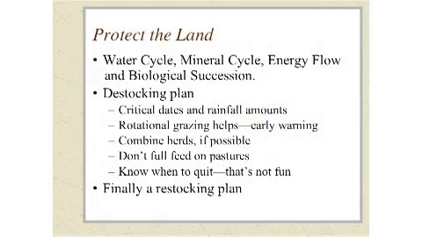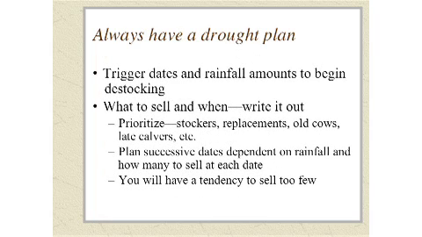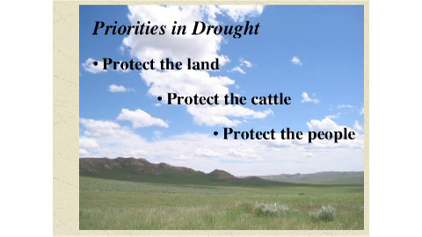Well, the number one point, I think, and I mentioned it several times, was don't wait too long to begin to destock. Have a destocking plan that is dependent on the date at which you receive rainfall or don't receive rainfall, and then begin to destock quickly if you haven't received the normal amount of rain in a timely fashion and it's obvious that you're not going to grow as much grass. So we need to protect the land, we need to protect the livestock, and we need to protect the people.